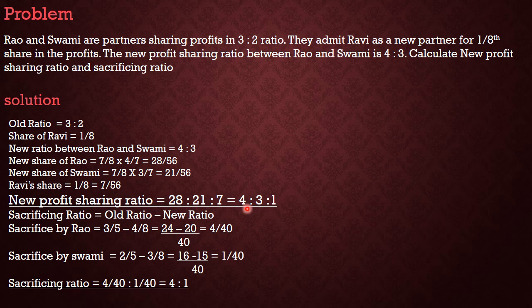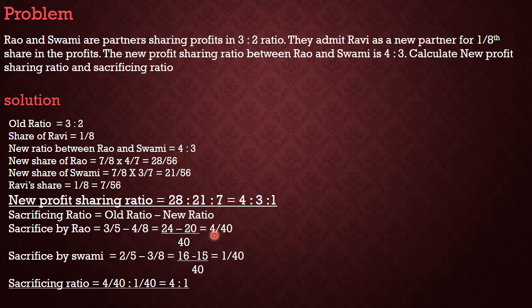Now let us calculate the sacrificing ratio. Sacrificing ratio is equal to old ratio minus new ratio. Sacrifice by Rao is 3 by 5 minus 4 by 8, that is equal to 24 minus 20 by 40, that is, 3 by 5 is the old share and 4 by 8 is the new share. So he is sacrificing 4 by 40.